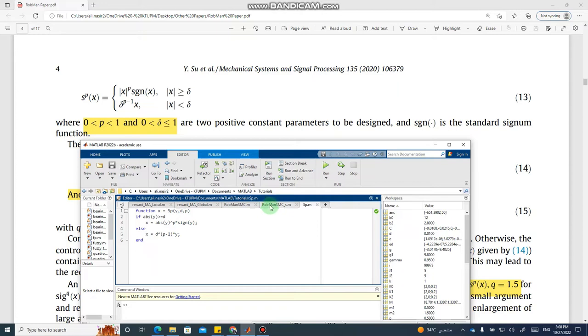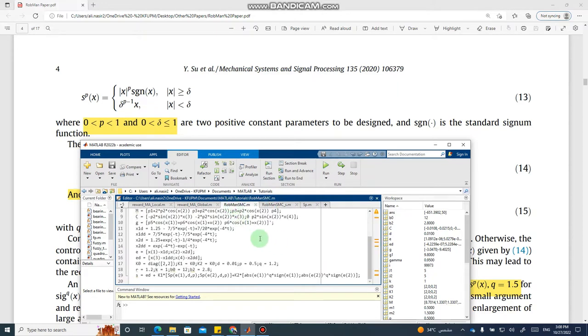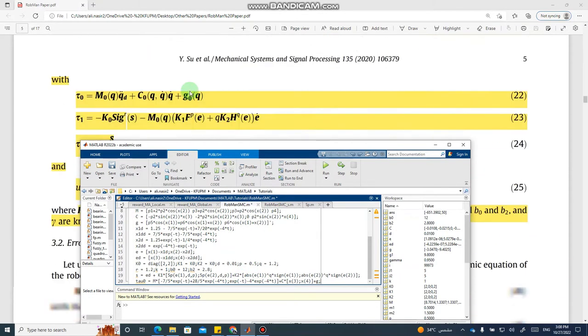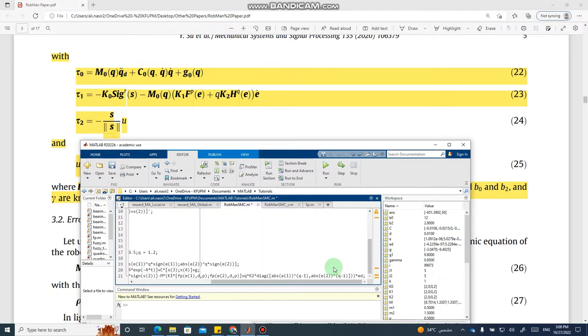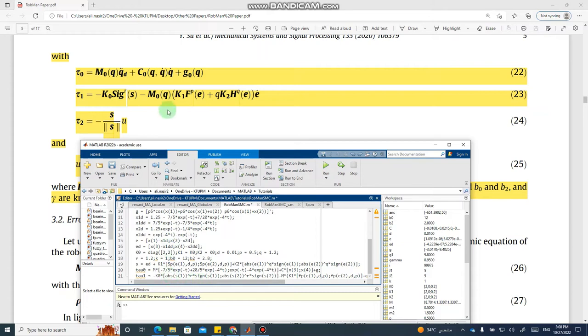Then, just save this, go back to this guy and continue writing our code. So tau 0, that is the function given here. So tau 0, you just write it. So instead of using the nominal masses, although nominal masses are given in the paper, I have not used them because they are not very different from the actual mass. You can use, instead of m, m naught, and instead of c, c naught. The only difference will be the masses used in these two matrices will be the nominal masses instead of the actual masses.